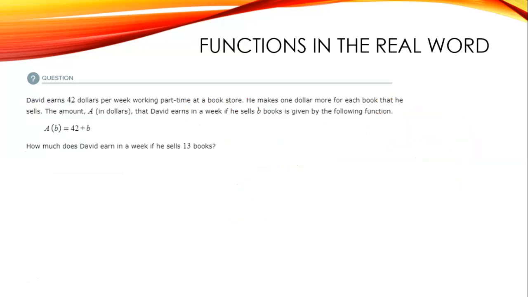All right, the rest of this lesson is going to be about functions in the real world. So we've got David here. He's earning $42 every week, working part-time at a bookstore. Usually I would tell you that per week meant we were looking at the slope, but we're only talking about 1 week. So it's just 42. That sort of becomes your y-intercept. So the amount that he earns based on the books is $42 plus the number of books that he sells.